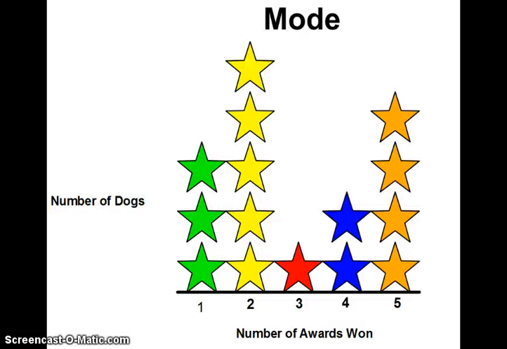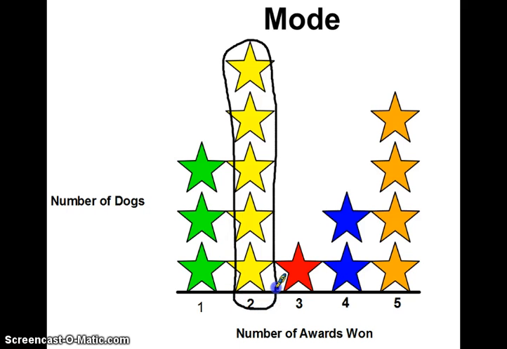So as we just learned, the mode is the most popular. And we can see that very easily when we look at different charts or graphs. Take a look at this chart. You can see that here we have 3 on 1, 5 on 2, 1 on 3, 2 on 4, and 4 on 5. The number 2 has the most stars on it. It has 5 of them, which is the most out of all of them. So we know that the mode for this chart is 2.